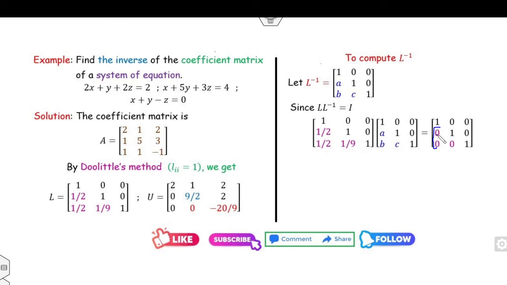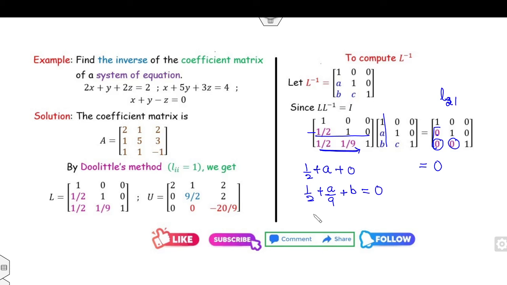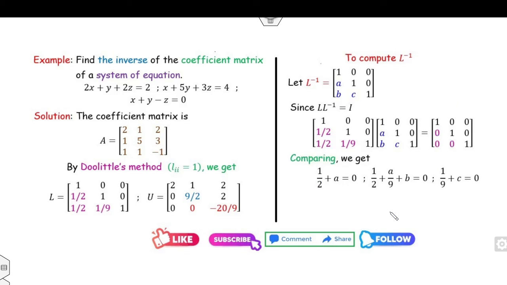So can you compare this value? This value is 0, that is L, second row, first column. So what is the element of the second row, first column? If you multiply them, it's a half plus A plus 0, which is 0. Similarly, for this value, third row, first column, it is A over 9 plus B is equal to 0. Similarly, for third row, second column, that's a 0: 1 over 9 plus C is equal to 0. Fine. So you will obtain these three values.